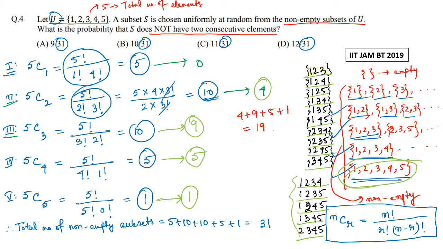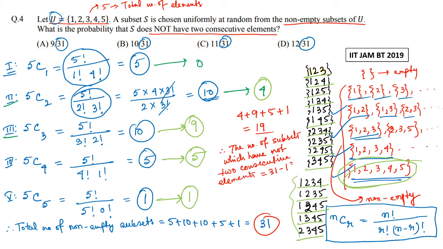Okay, then what is the number of subsets which do not have two consecutive elements? It is 31 minus 19, right? So we can write the number of subsets which do not have two consecutive elements is equal to 31 minus 19, that is equal to 12.